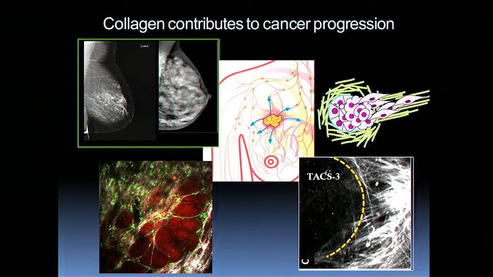So to summarize, in all the things I've told you, we have this dense breast tissue, but it's due, in part, to increased collagen, and it's really not the amount of collagen or the amount of density, it's the structure, which then contributes to metastasis and inflammation.